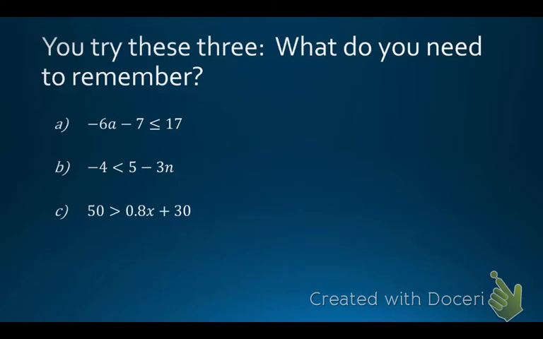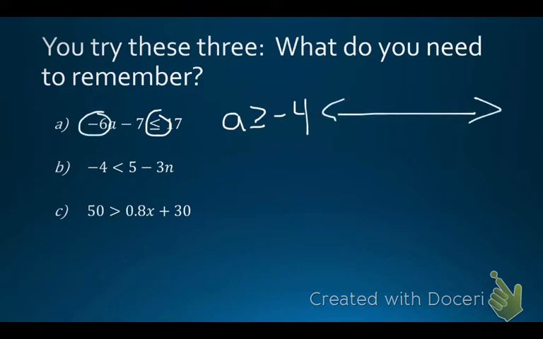All right, so you should have paused the video and you should have solved these 3 before checking in with me. For the first one, you should get A is greater than or equal to -4. Remember, the sign flips because I'm going to be dividing by a negative. So therefore, my graph would look like this. The circle would be filled in because it equals -4. I would be being greater than -4.